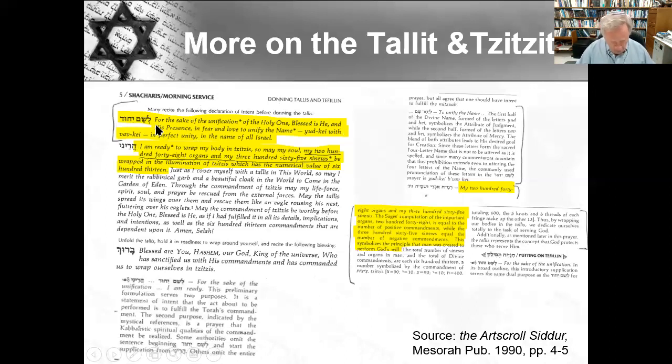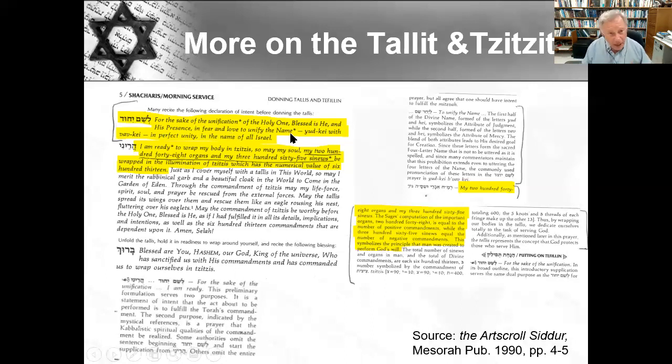L'shem yichud. I'm putting on my Tallit. I'm reciting the following declaration of intent before putting on the Tallit. For the sake of the Holy One, blessed be he, and his presence. Okay, here we go with translation. The word presence is Shechinato. So the unification of HaKadosh Baruch Hu, the Holy One, and the Shechinato, the male and the female aspect, God's male aspect and female aspect. In fear and love to unify the name.